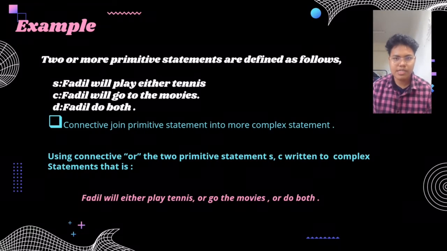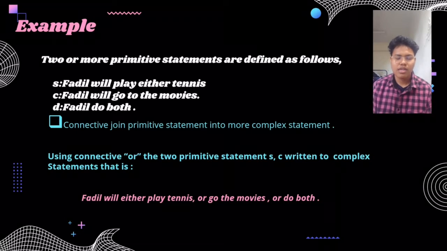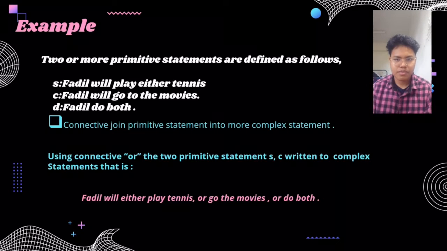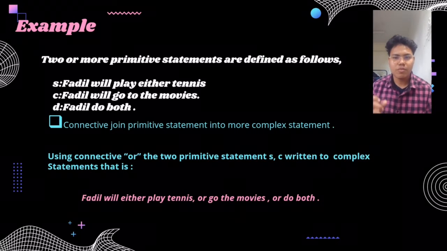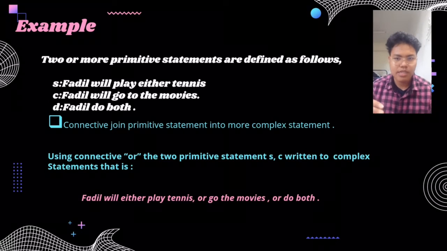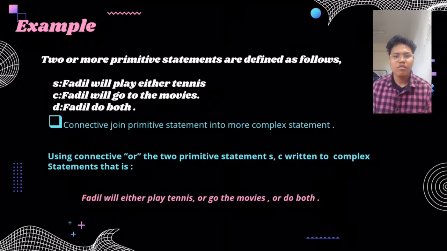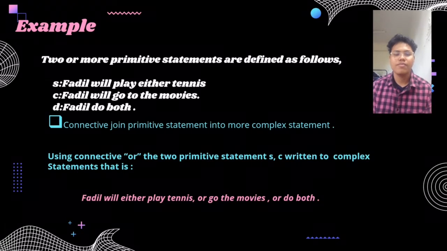The next example: three primitive statements are defined as follows: S, Fadil will play tennis; C, Fadil will go to the movie; and D, Fadil will do both. The connective joins the primitive statements into a complex statement. Using the connective or, the three primitive statements S, C, and D are turned into a complex statement, that is, Fadil will play tennis, or go to the movie, or do both.